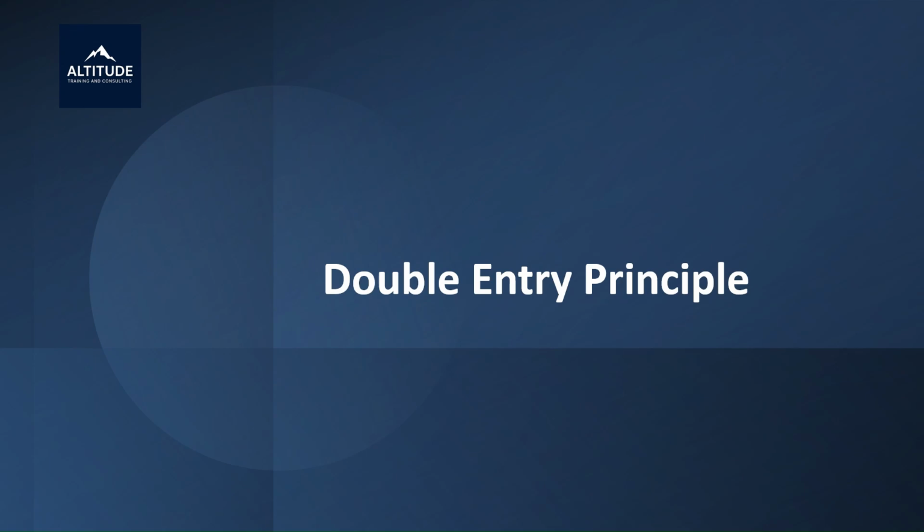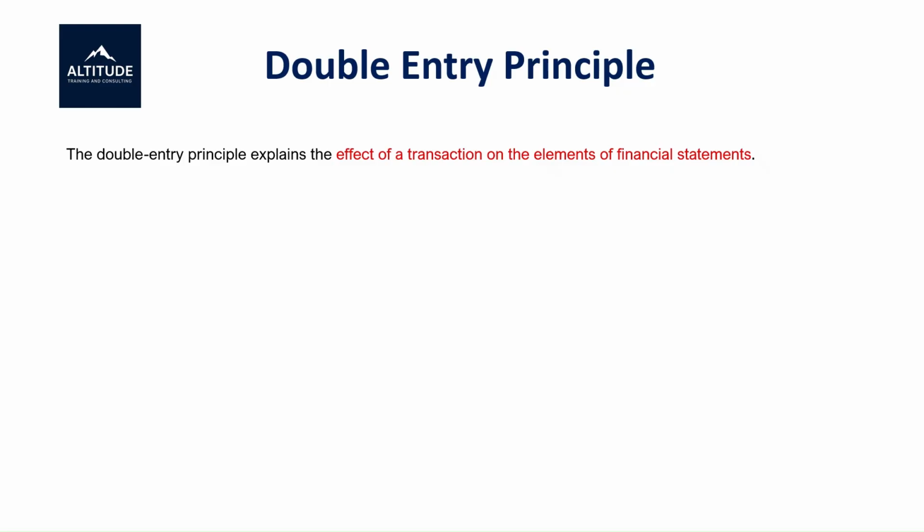Welcome to this lesson. In this lesson, we are going to discuss the double entry principle. So what is the double entry principle? The double entry principle explains the effect of a transaction on the elements of financial statements. You will recall from our earlier discussions that we said the elements of financial statements include your income, expenses, assets, liabilities, and equity. Therefore, every transaction will either affect one or two of those elements, and the double entry principle tries to explain the effect of that transaction.